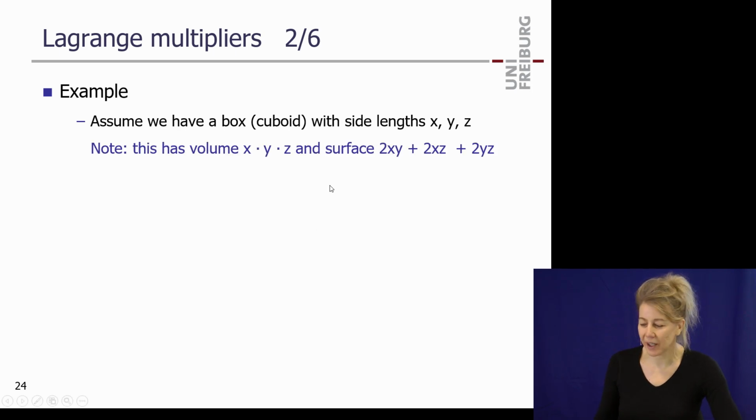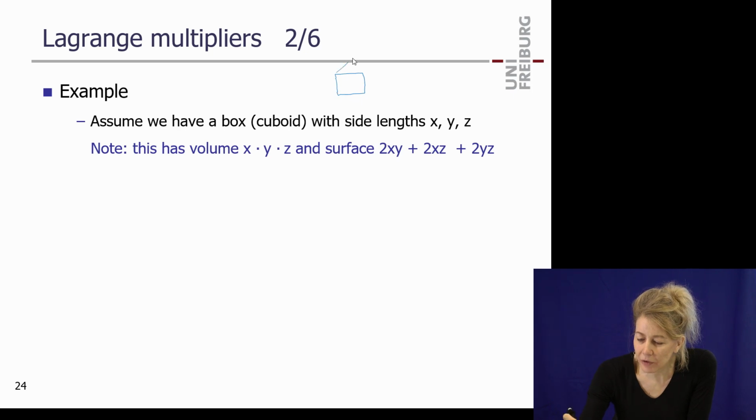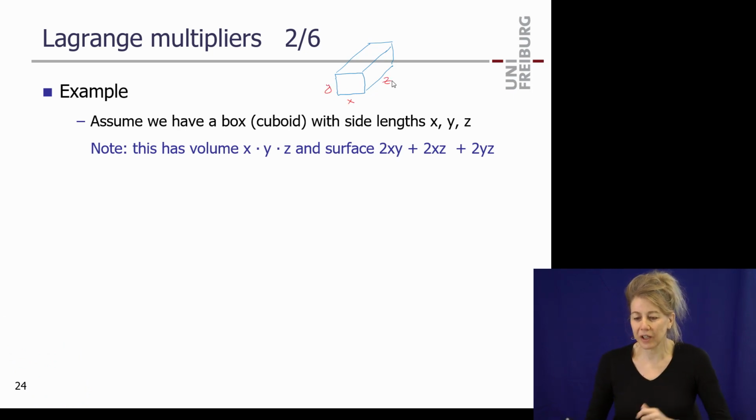So assume we have a cuboid. This will take 5 to 10 minutes or so, a little over time, but I think it's good to have this on the recording. So I have something like this, a box. Let me just draw a box here. And I have a side length. This is maybe x, this is y, and this is z, so they don't have to be equal. What's the volume of the box?